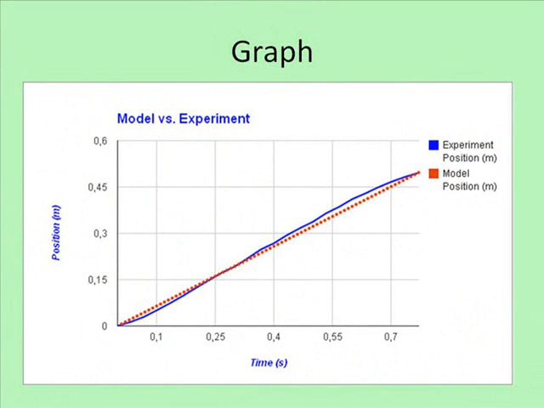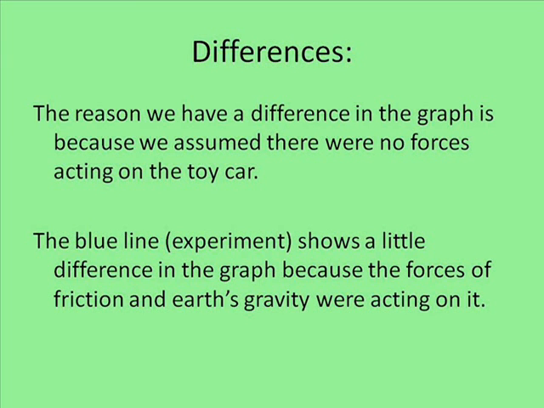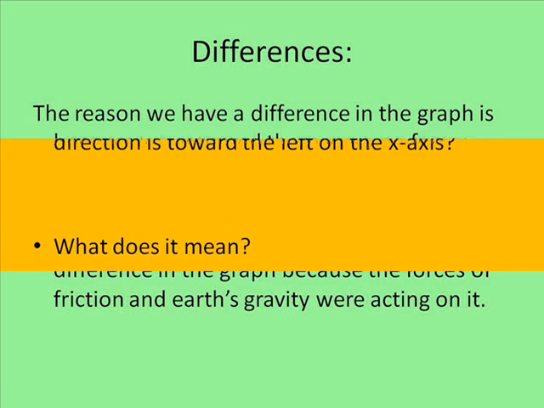After gathering the data of the experiment from Tracker and collecting the data of the model from Python, we can compare them in a graph. The graph shows the plotted points in red representing the model, and the solid line in blue representing the experiment. We can see that the solid blue line and the plotted points are almost similar. The reason for the blue line being a little off is because we assumed there were no forces acting on it, when the toy car was actually interacting with Earth's gravity and the floor's friction.